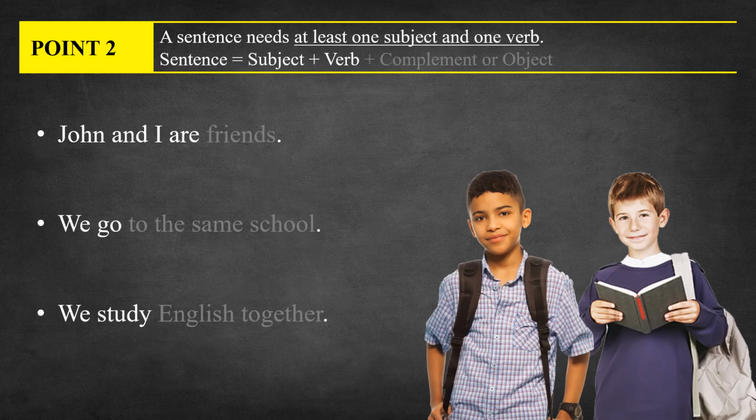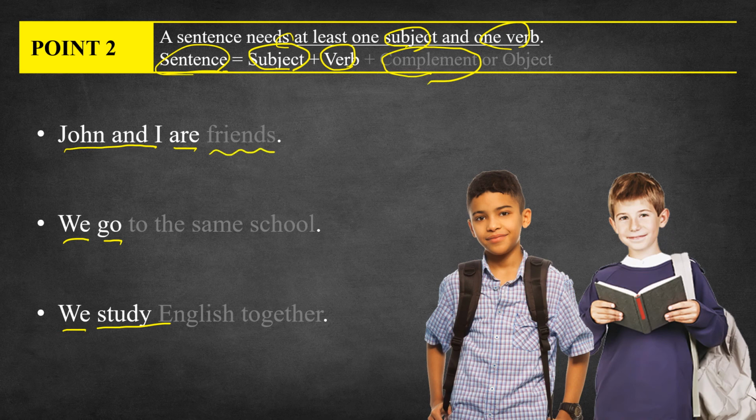Point 2. A sentence needs at least one subject and one verb. The sentence order almost always has to be subject, verb. You need a subject and verb. Sometimes you need a complement. Friends, this is a complement. Sometimes you need an object. English is an object.